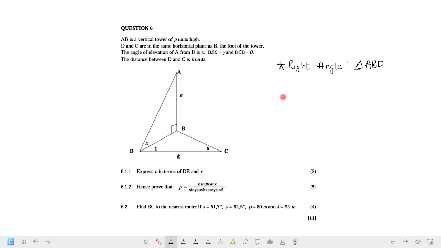And then now here, what about the non-right angle? The non-right angle is triangle BCD. So this means now here in this non-right triangle, I can use what? Sine rule, cosine rule, and what? An area rule.